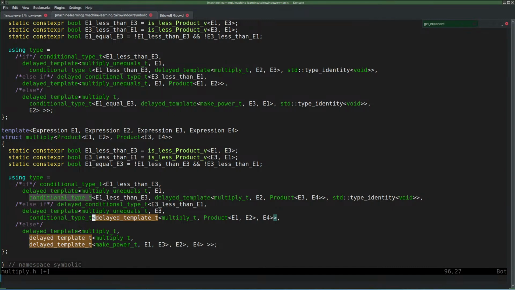Delayed template. Copy that thing is true. And this must be just delayed template now. And then on the other side, we must have an identity type void.